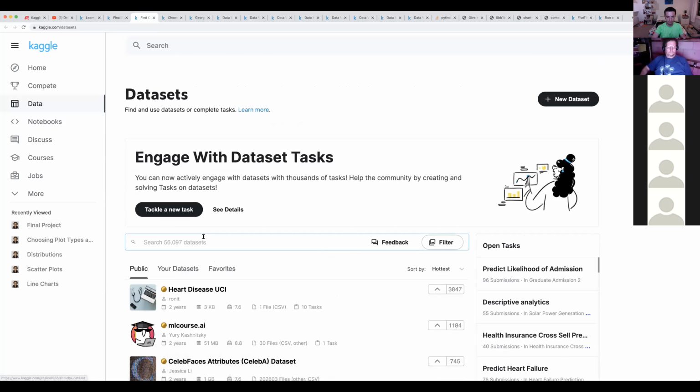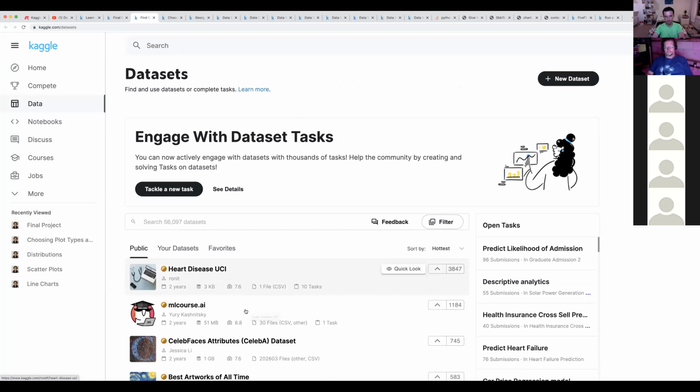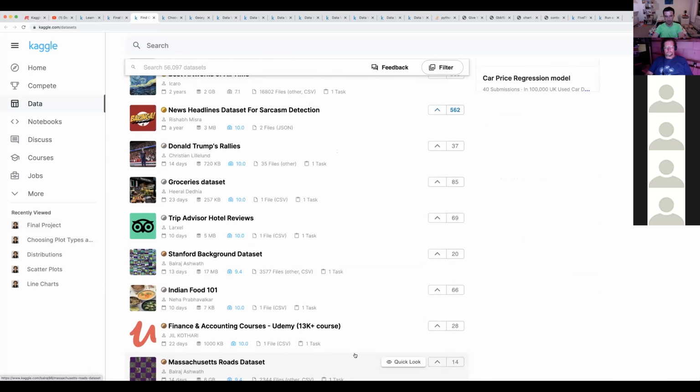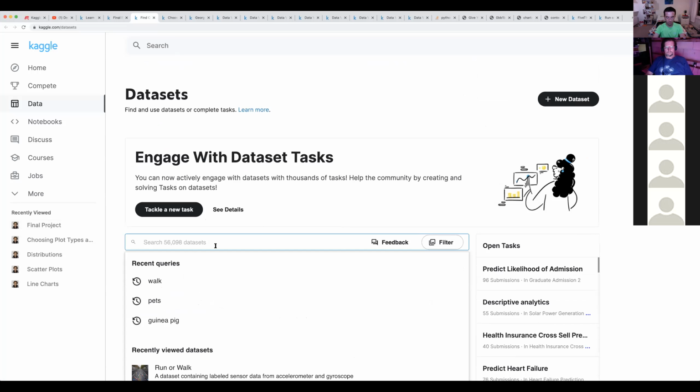And the beauty of it is you can see how old it is, how many files it has, what's the size of it. You can also see how popular it is. So this votes here means that people upvoted this data set for some reason. And you can also search, right?